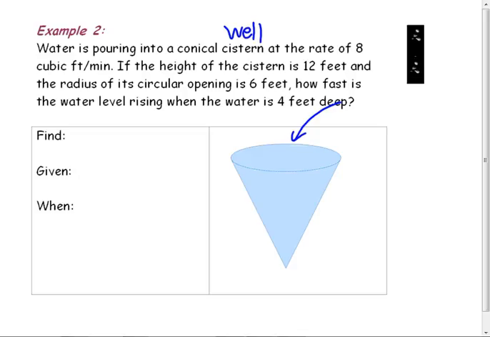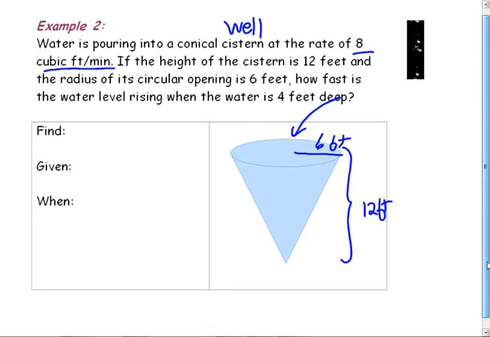Okay, water's pouring in at a rate of 8 cubic feet per minute, and there's a hint in that. If the height of the cistern is 12 feet, so that's 12 feet, and the radius of the circular opening is 6 feet. Is that okay? How fast is the water level rising when the water is 4 feet deep?